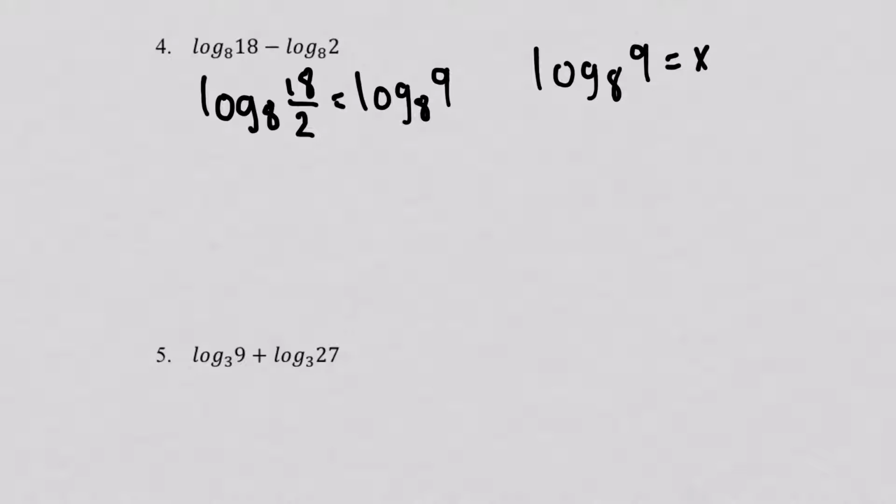Let's call it x. That means 8 to the x equals 9. And at that point, you're stuck. There's nothing you can do there because you can't solve that. You can't put 9 with a base of 8, right? It's 8 to the x power, and 9 is just 3 squared, which doesn't help us at all. So we're done at that point. This is your final answer.